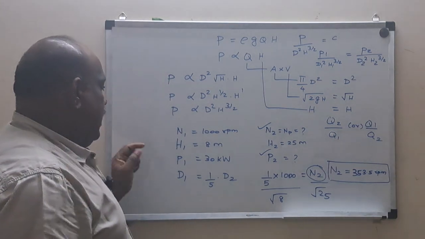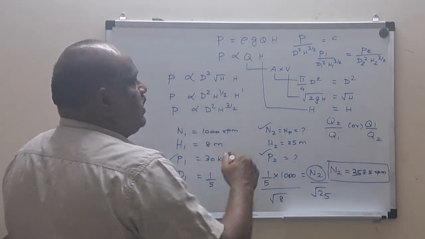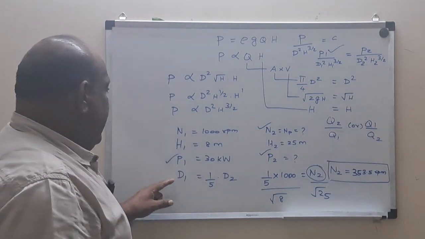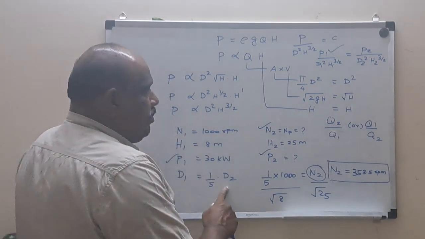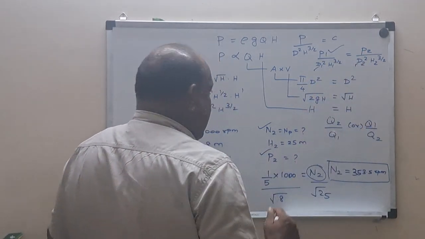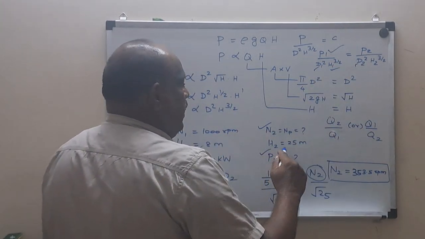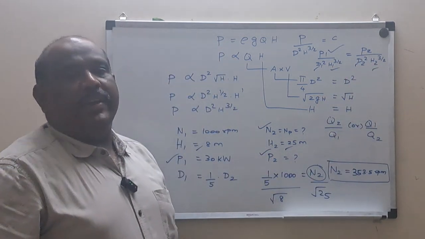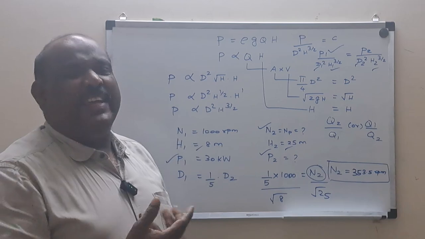Now you see, P1 is known, P1 is given. So you can substitute the value of P1 in kilowatt directly. D1 by D2 is known, so these two things are known. H1 is given, H2 is also given. So the only unknown is P2, and we can find the value of P2 very easily. So it is a very easy method.